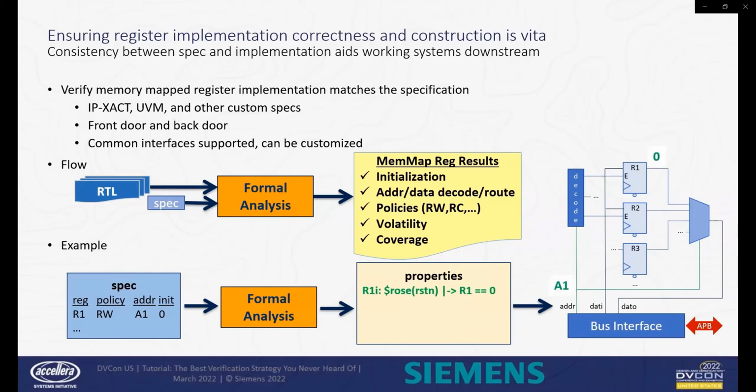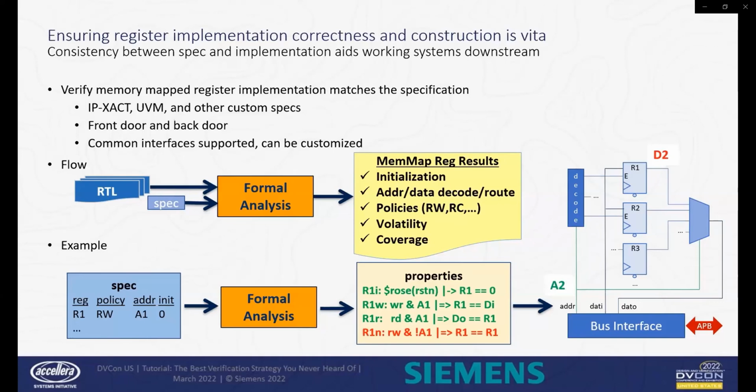The R1I property is proven and verifies the initial value of the register. The R1W property is proven and verifies that for a valid APB write to the correct address, for R1, the data is correctly written to the register. The R1R property is also proven and verifies that for a valid APB read to the correct address for R1, the data in R1 makes it to the APB data out port. These two properties also verify the read-write policy for this register.